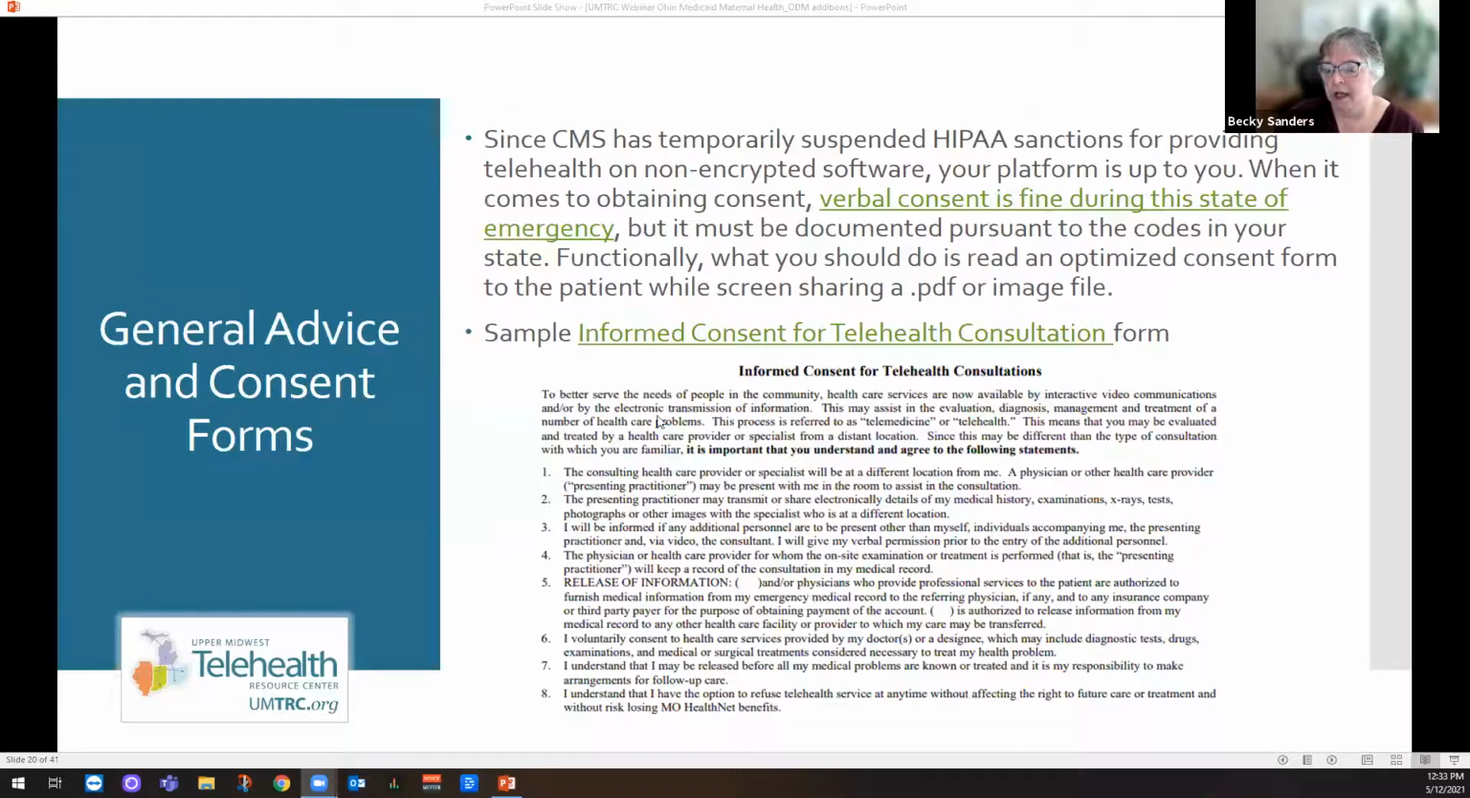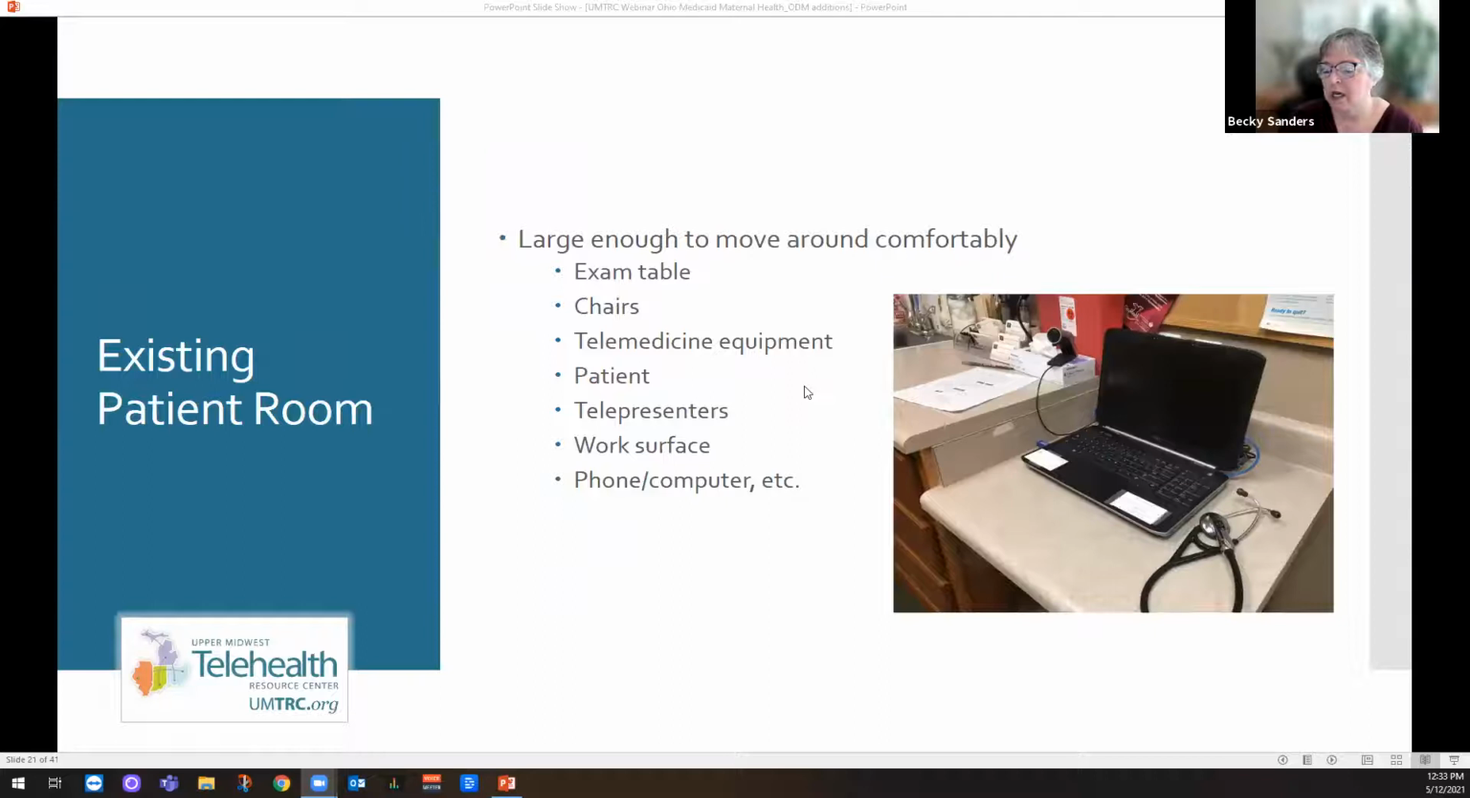All right, consent forms. We got a lot of questions about consent forms early on in the pandemic. We do have several samples on our website under resources and sample forms and templates. As far as the space, prior to COVID, as Nicole and I have both mentioned, patients had to be in a clinical space. So typically it was a patient room, like you would see at a primary care facility.